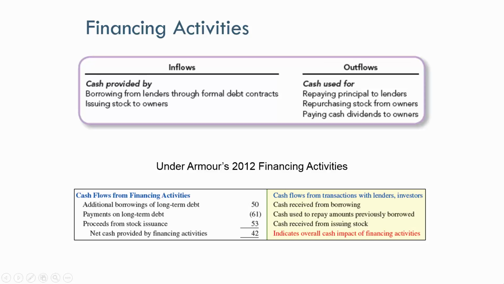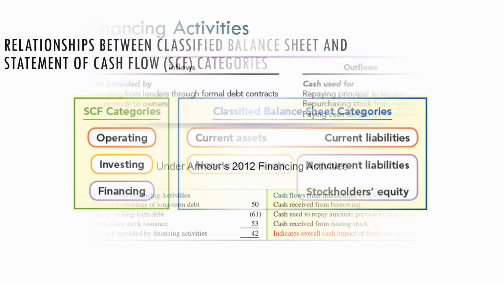Again, you can go in here and look at this section, and what they're going to say is, we borrowed long-term debt. That's a source of cash. It's a positive. We paid off our other debts. So we paid off some debt. We borrowed some other debt. And then we issued stock. Netting all these together, you see that we actually have cash coming in from financing of 42 million.